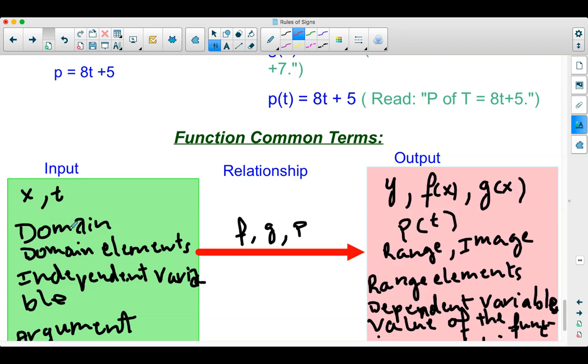The domain is the set of all your input variables. When we talk about the domain of a function, we are talking about the set of your input variables. We'll cover some of these later on. The domain elements, the x values or inputs, are also known as the independent variables, or the input is the same as the argument sometimes. The output variable or range is the set of output variables. The image is basically an output value.